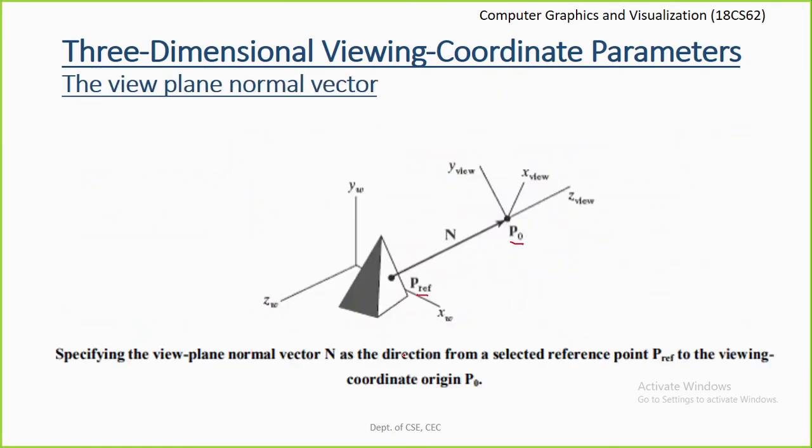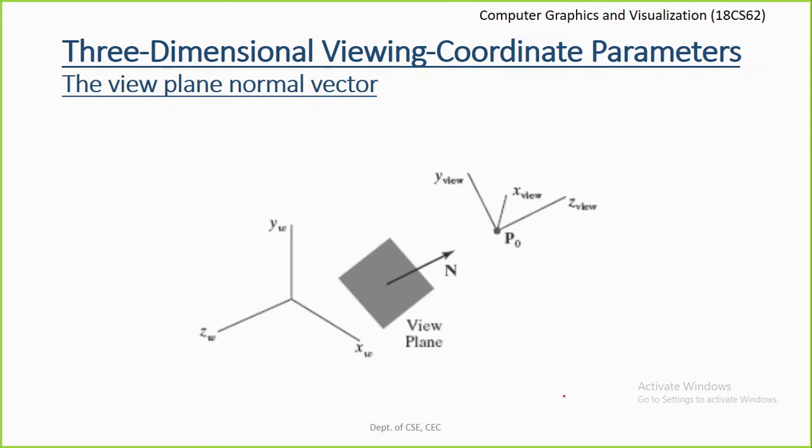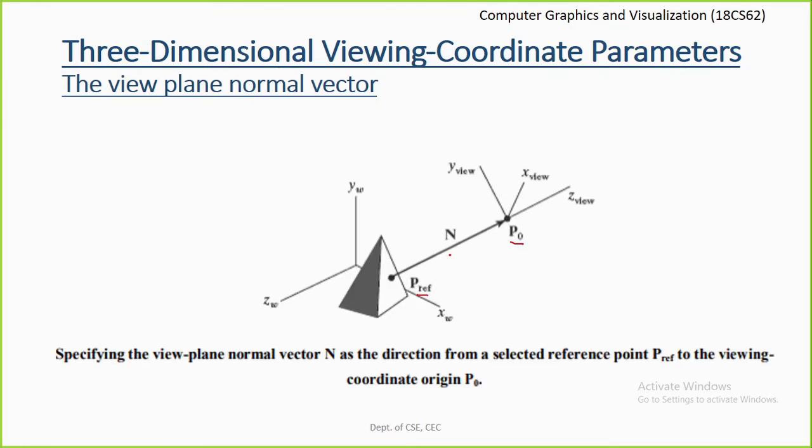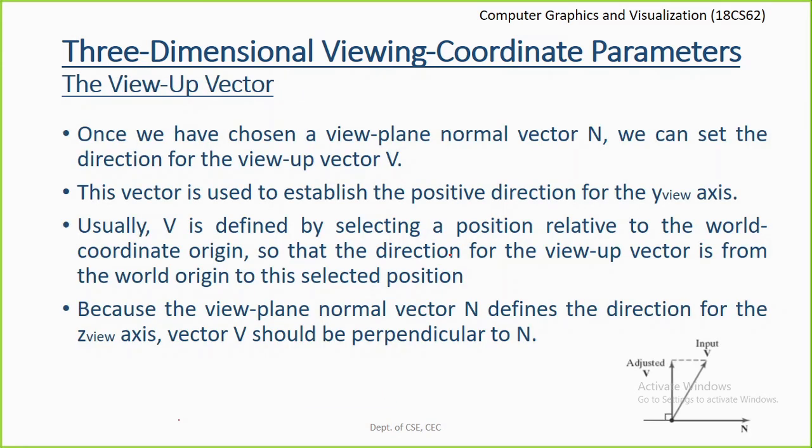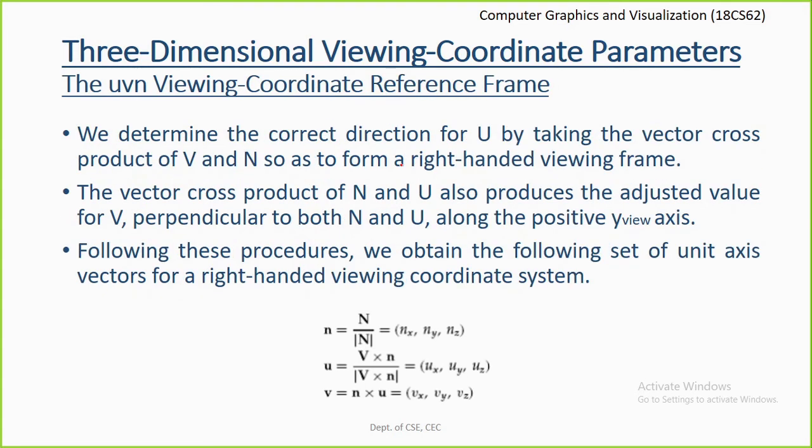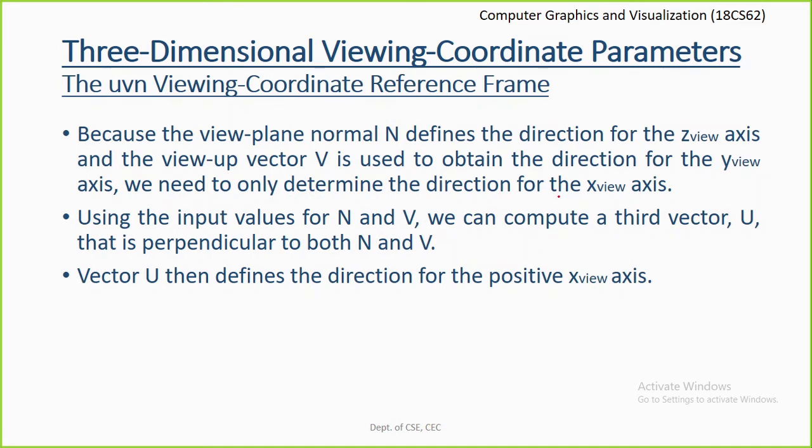So let us just go back. Initially we have a surface normal vector n, which gives us the orientation of the view plane and also the direction of the z view axis, that is the z axis of the viewing coordinates. Using this z axis, we determine one more vector called the view up vector v, which gives us the direction of the y axis of the viewing coordinates. Using these two vectors, we need to determine one more vector along the direction of the x view axis. We call that particular vector the vector u.